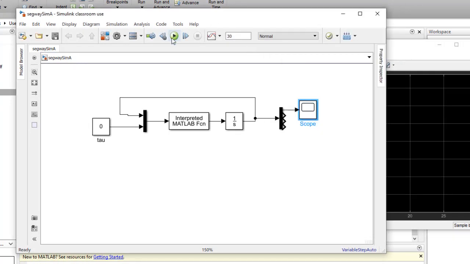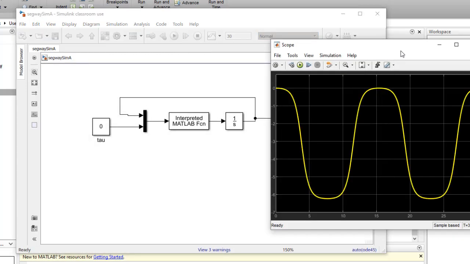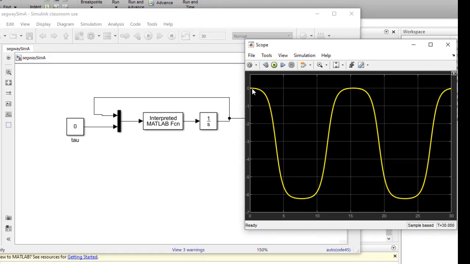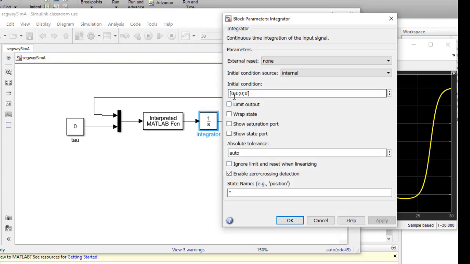So let's run this thing and remember what we got. I click run and it simulates the system. Remember, we're looking at theta here. On the horizontal axis is time, and we're running this simulation for 30 seconds. Theta starts off at 0, so the body of my Segway is completely upright. In fact, I can double click on the integrator, and indeed theta, theta dot, phi, and phi dot are all 0 to begin with. So the Segway is completely upright.